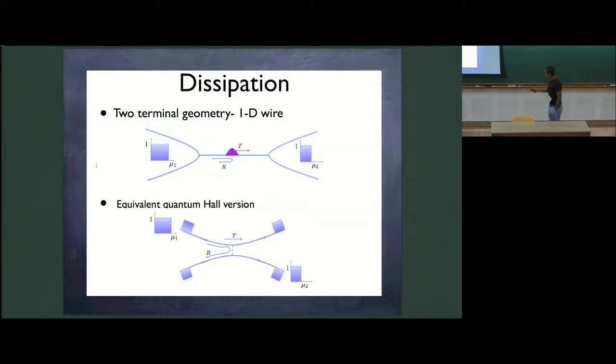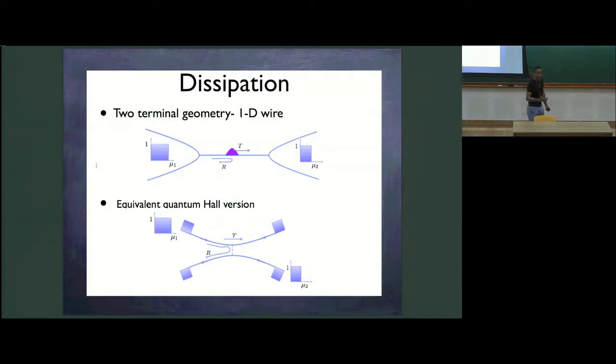Now you inject current from here, and some tunneling is happening, some reflected current is going this way, some transmitted current is going that way. That generates a non-equilibrium distribution, and you can ask how much work you can take out if you equilibrate that distribution into a zero temperature distribution. Once it settles down to a zero temperature distribution, there is no more work you can take out of it.